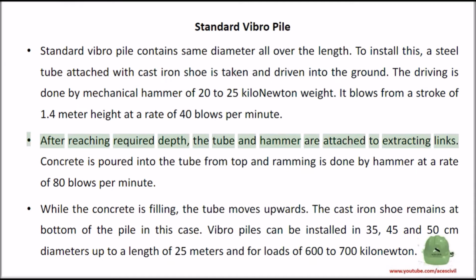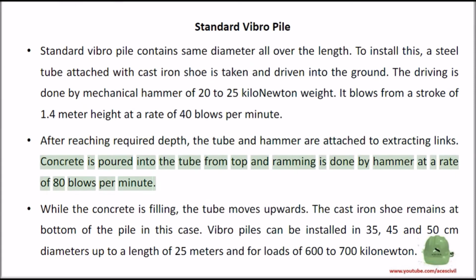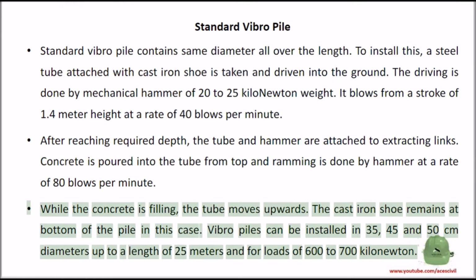After reaching the required depth, the tube and hammer are attached to extracting links. Concrete is poured into the tube from the top and ramming is done by the hammer at a rate of 80 blows per minute. While the concrete is filling, the tube moves upwards. The cast iron shoe remains at the bottom of the pile in this case.